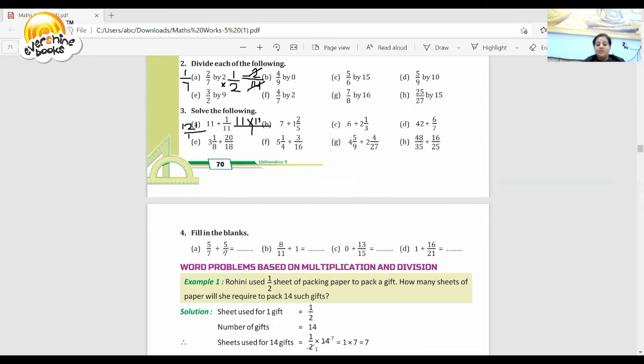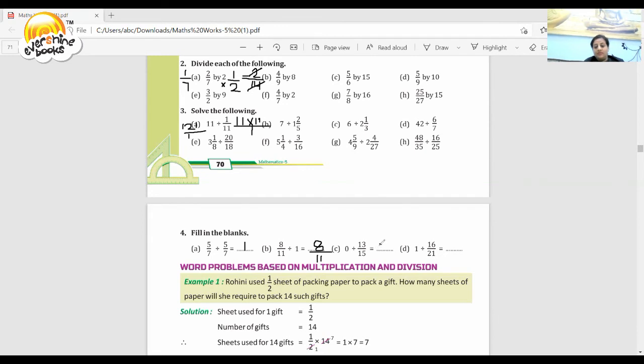5 upon 7 divided by 5 upon 7. The same fraction is given. But here what we are going to do? We are going to take the reciprocal. 7 from 7 we will cut. 5 from 5 will be cut. The answer will come 1, because the same number is there. When we divide by 1, this number will come as it is. 8 upon 11 will come, because it is called the property of 1.